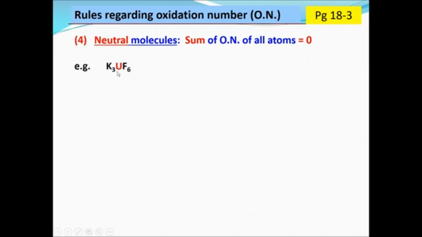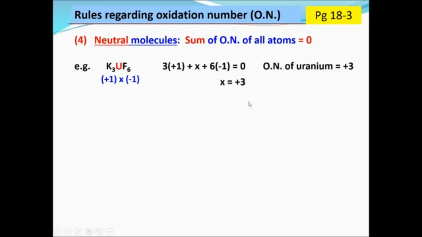So with that, we can take an example of uranium in this case. For potassium, we can account it as +1, x for uranium, and -1 for each fluorine. So overall, the sum of all the oxidation numbers will be 0. We can have a simple algebraic equation like this to solve for x as the unknown, and that will give us x as +3. That will be the oxidation number of uranium.